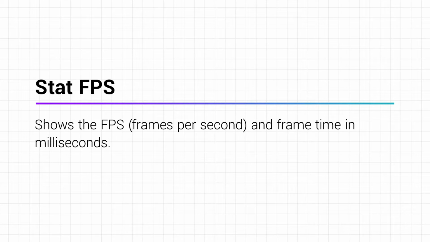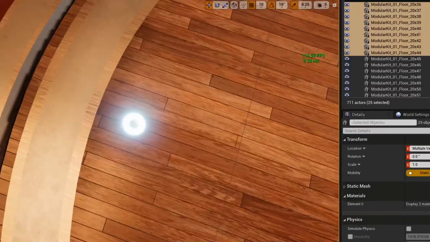Stat FPS. The stat FPS command simply shows the FPS, or frames per second, and the frame time in milliseconds. Notice the relationship that FPS is the inverse of frame time. It is important to communicate performance in terms of frame time rather than FPS because frame time changes linearly, while a change in FPS depends on the current FPS. Thus, it is not possible to tell what a change of 2 FPS means.